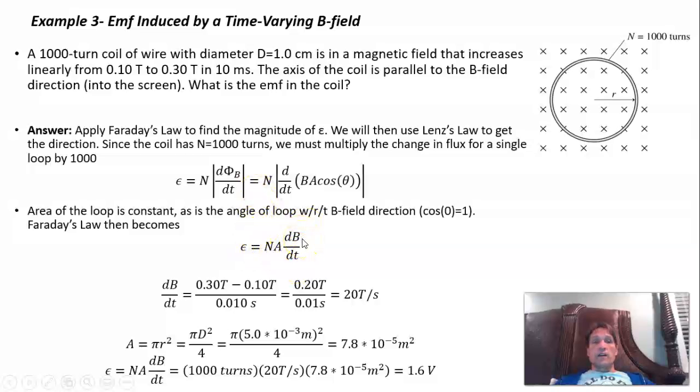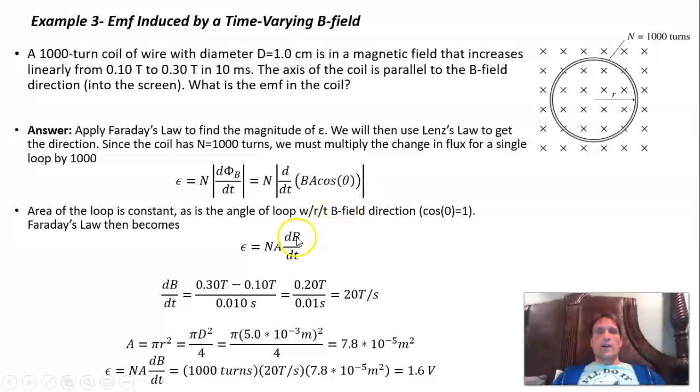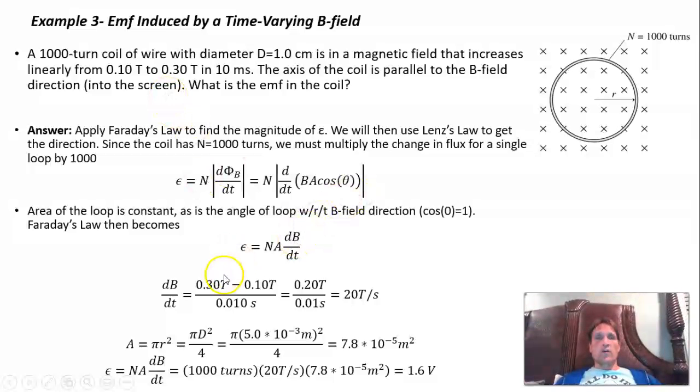Okay. Now we can calculate the rate at which B is changing because it goes from 0.1 Tesla to 0.3 Tesla in 10 milliseconds. So that's a change of 0.2 Tesla divided by 0.01 seconds. Or in other words, the magnetic field is increasing at a rate of 20 Tesla per second. Okay, so we plug that in for dB dt.